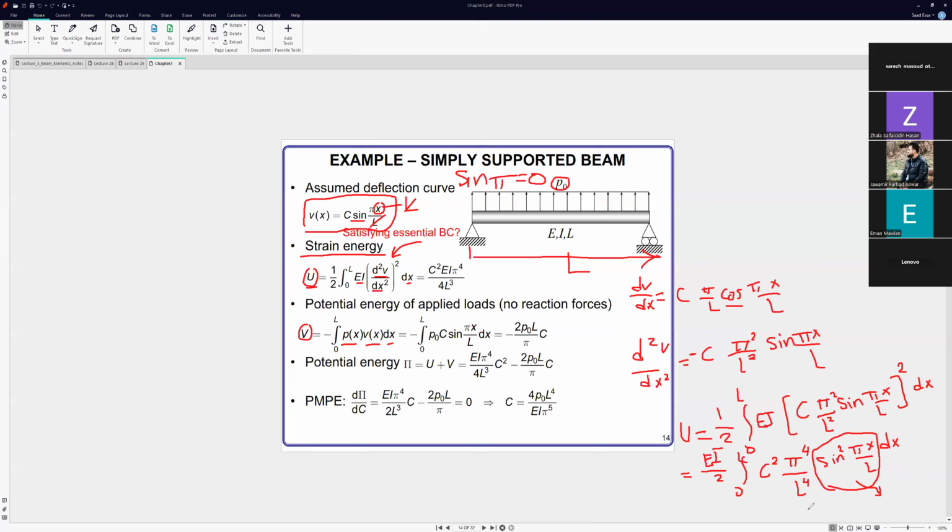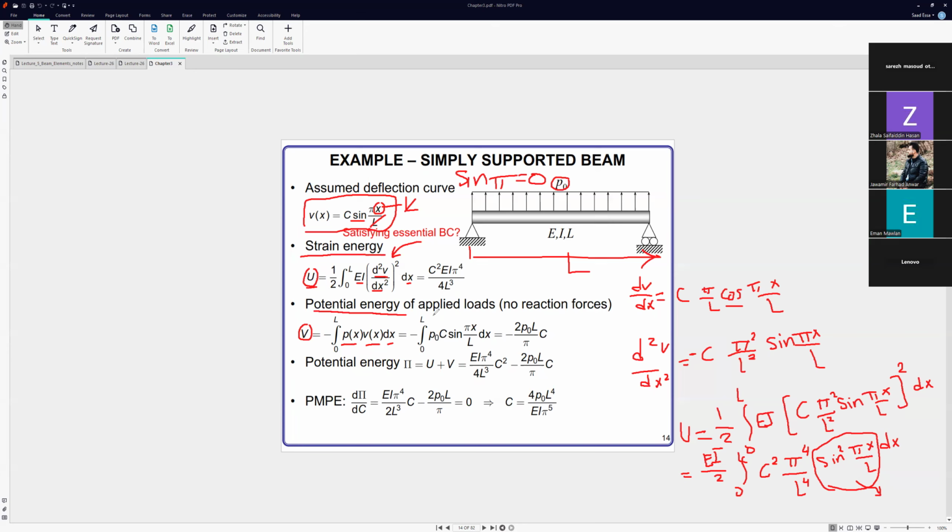You should have the relation to convert to the double of the angles. For example, 1 minus 2 sine pi x over L, like this one. This is the trick in the integration way. This is important to solve this sine square. Now, okay, this is important. Please try to solve this one and submit to me. And also it's very important in the exam.